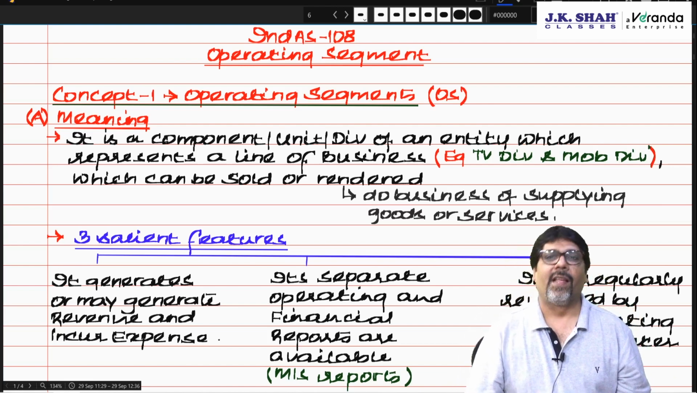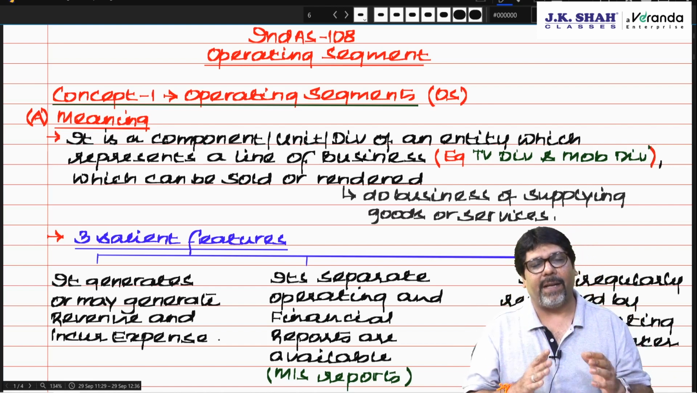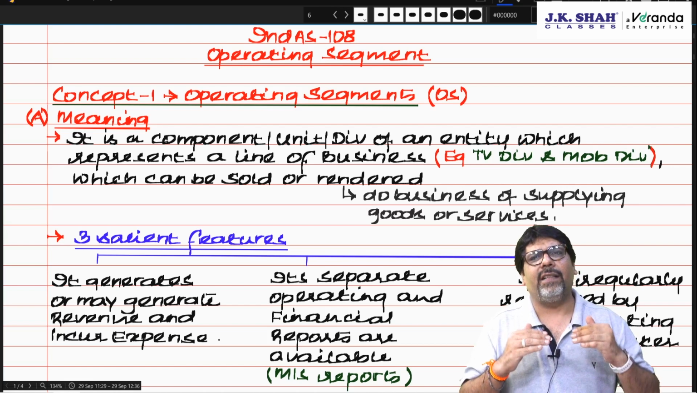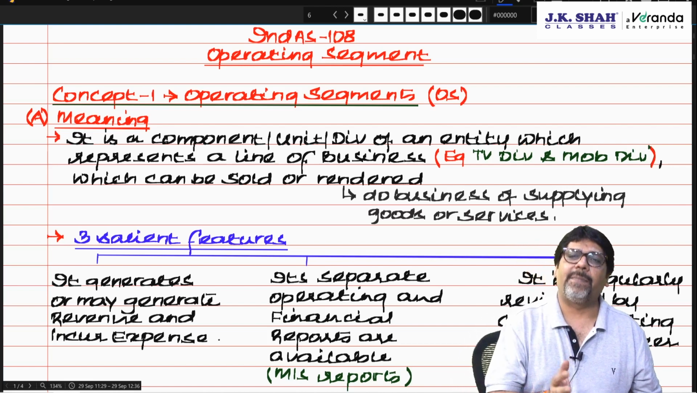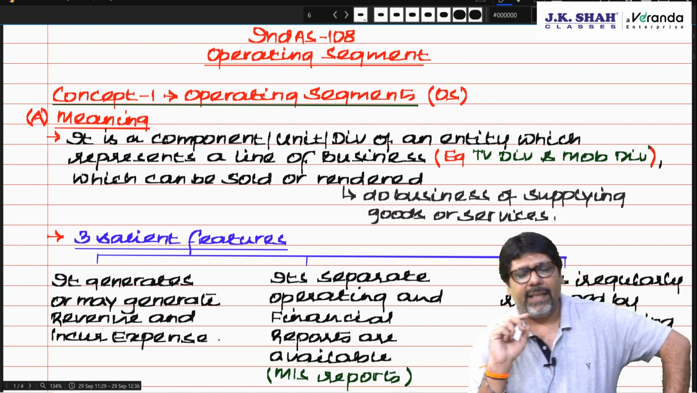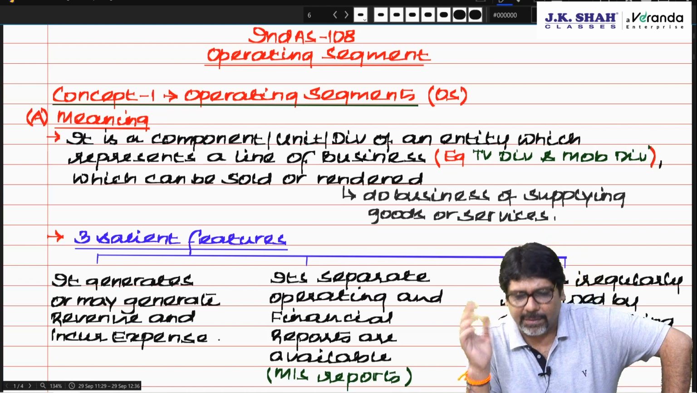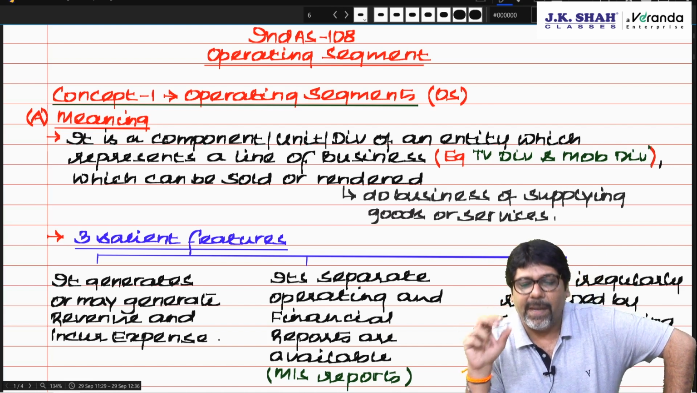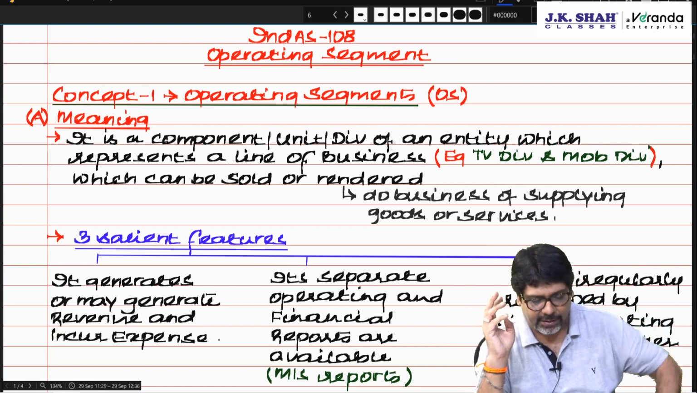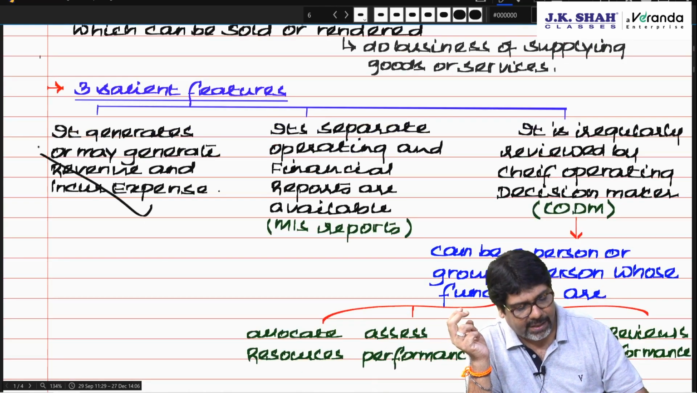Am I clear? So it should have the capacity. It is a department which generates income or is in a capacity to generate income, and it incurs expenses separately. Second, its operating and financial policies are available through MIS reports. Third, it is regularly reviewed by the chief operating decision maker. So here are the things: it generates or may generate revenue.